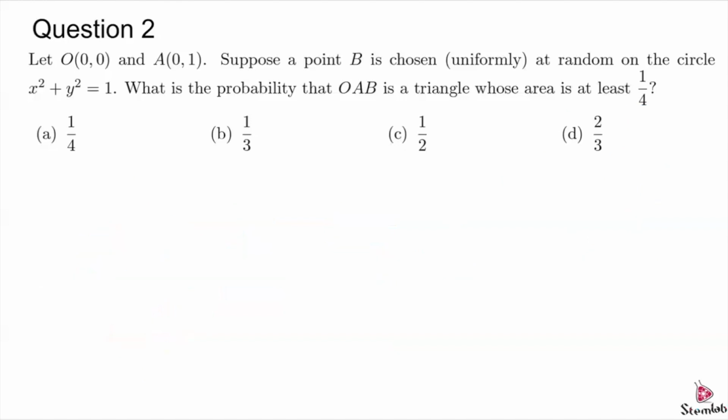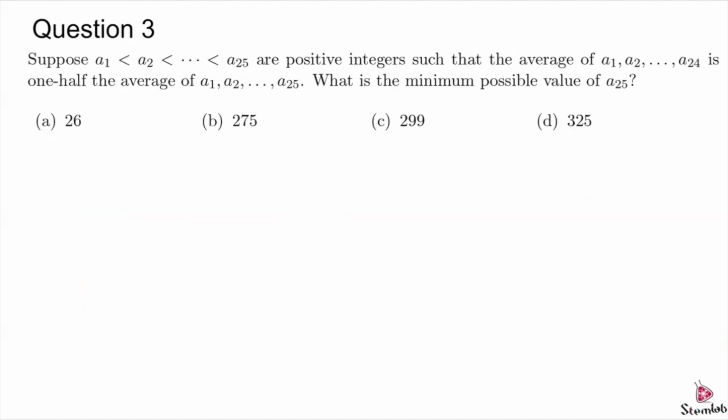Okay, moving on to question 3. Question 3 states, suppose A1 is less than A2 is less than and so on until A25 are positive integers such that the average of A1, A2 through A24 is 1/2 the average of A1, A2 through A25. What is the minimum possible value of A25? Okay, since we want to minimize it, we can set A1 through A24 to be the minimum they can be. So this would be, since they're all positive, A1 equal to 1, A2 equal to 2, up until A24 is equal to 24.